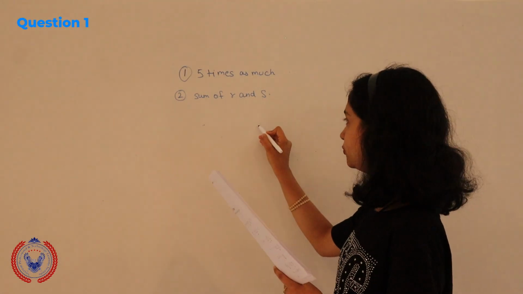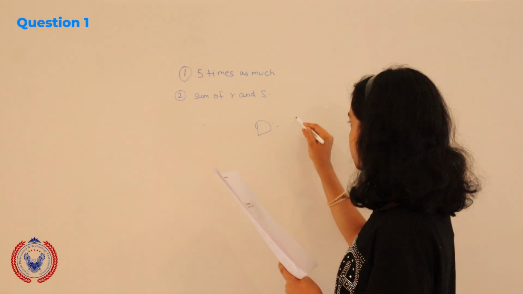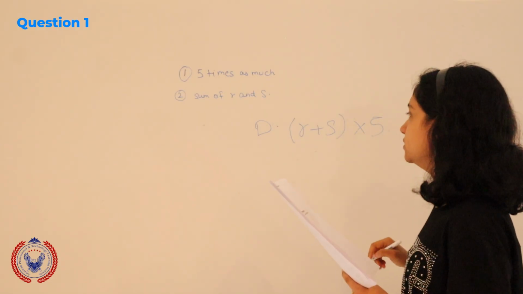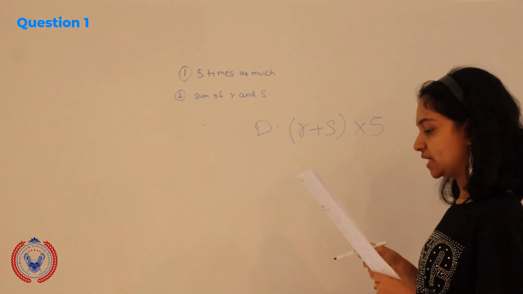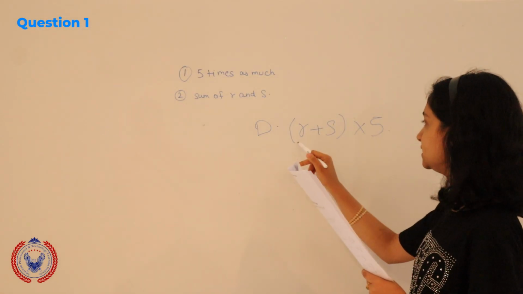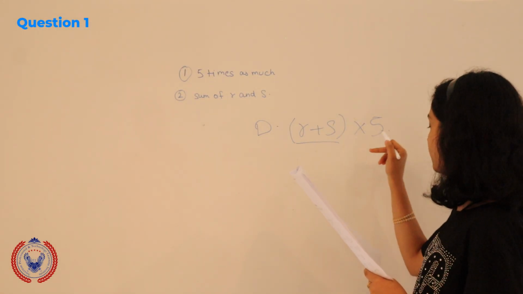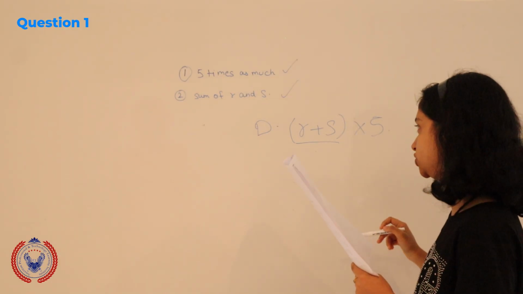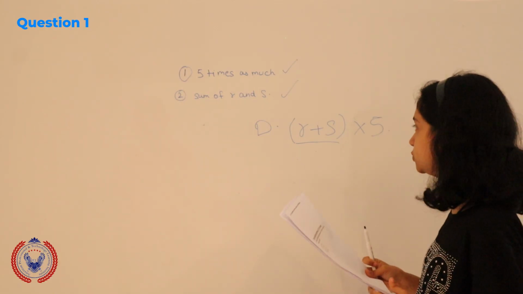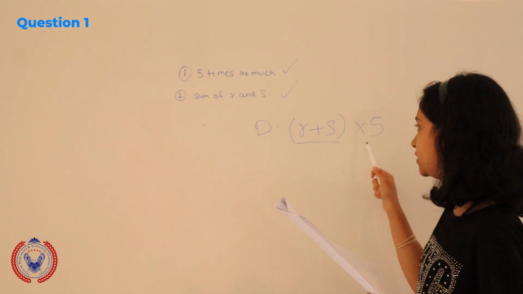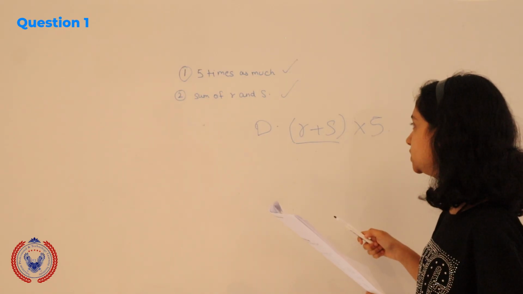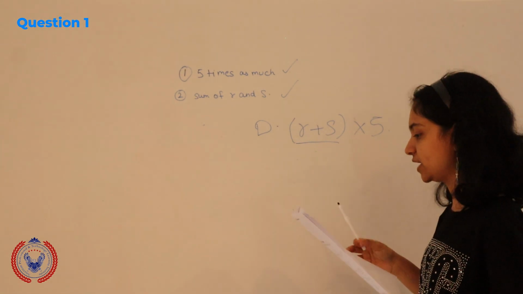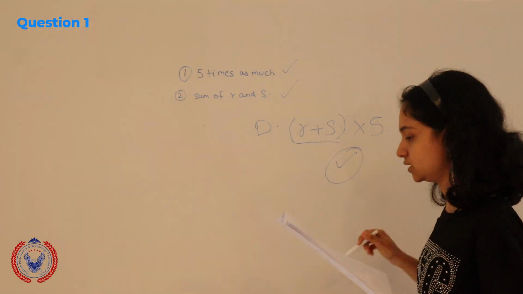Now let's explore the fourth option, which is D. D states R plus S in parentheses, times 5. This is the right answer because it has the sum of R and S given, and then it's times 5. So it checks both requirements from the question. Unlike the other choices where only one of the variables was being multiplied by 5, the parentheses are very important as they show us that the sum of R and S is being multiplied by 5. So this is the correct answer.